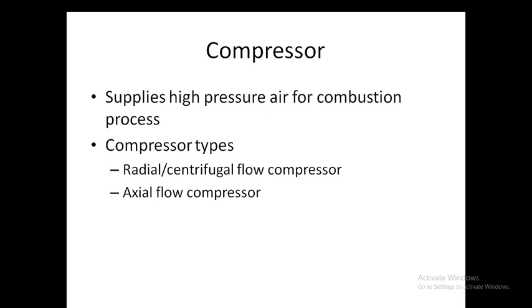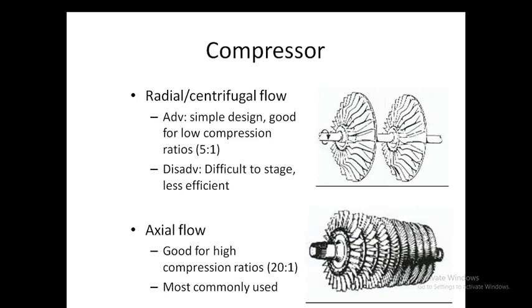Then we are taking a small introduction to this compressor. What is the function of the compressor here? This compressor supplies high pressure air for the combustion process. And what are the types of this compressor? The types of compressor can be stated as the radial or centrifugal flow compressor, then the axial flow compressor. Here you can see the diagram for the radial flow and axial flow compressor. Students, we already studied this compressor in our chapter number 3.